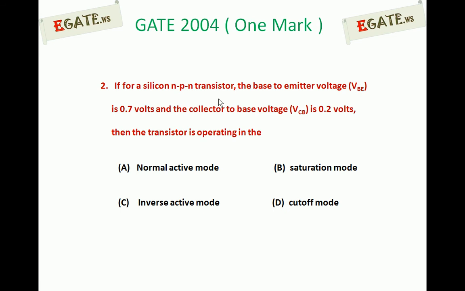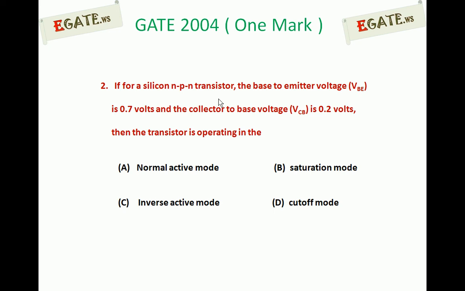If for a silicon NPN transistor the base to emitter voltage is 0.7 volts and the collector to base voltage is 0.2 volts, then the transistor is operating in dash region: A. Normal active mode, B. Saturation mode, C. Inverse active mode, D. Cutoff mode.